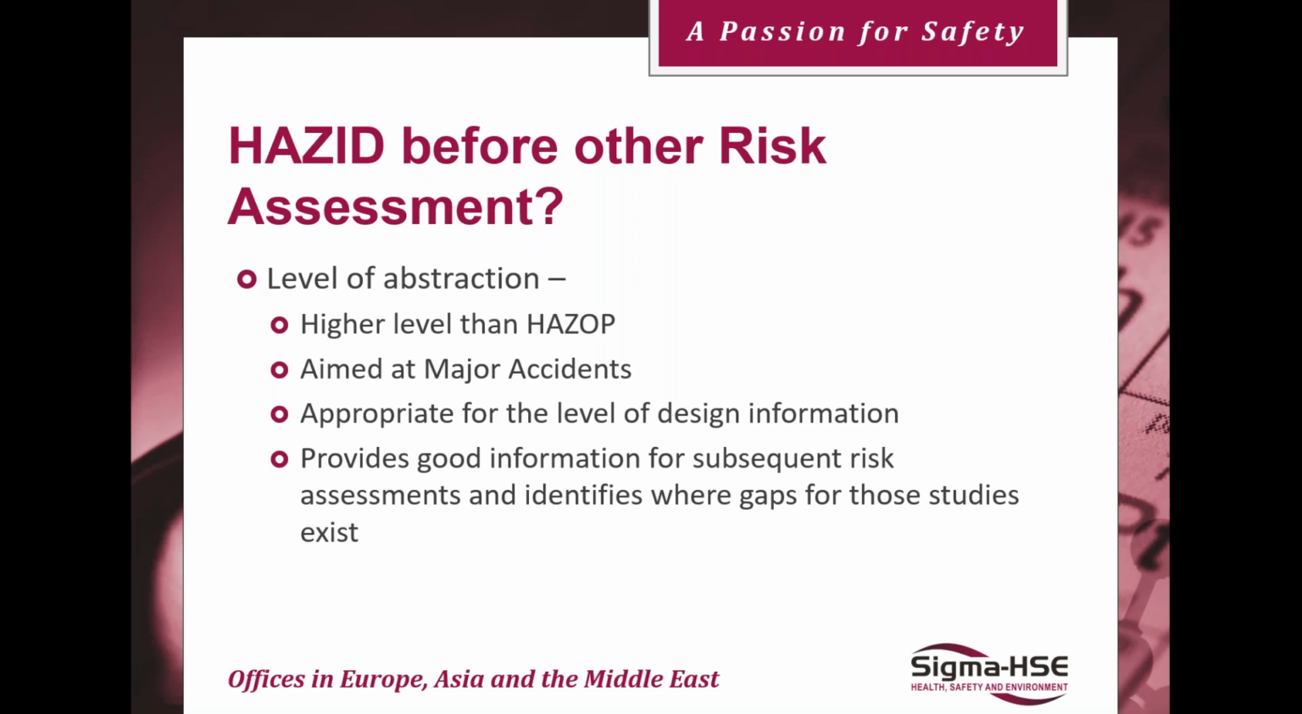It's appropriate for that level of design information, and it provides good information for any other risk assessments that you do later on. Therefore, it identifies any gaps. If you know, for example, that a plant is heavily manually operated, and that all your scenarios for a loss of containment are to do with a human error because it is manually operated, it will point you in the direction that maybe some specific study aimed at reducing human error would be appropriate.